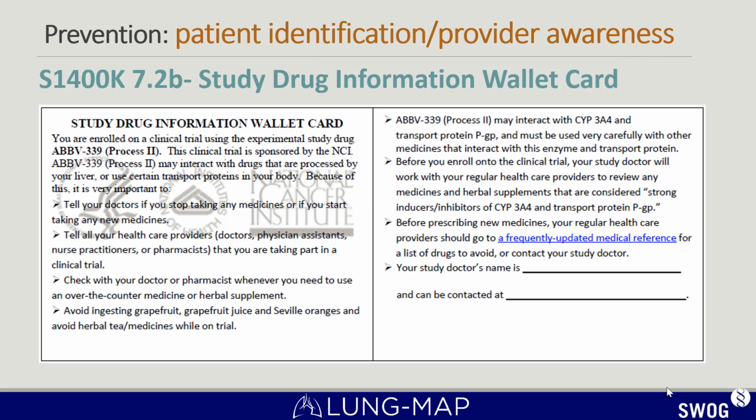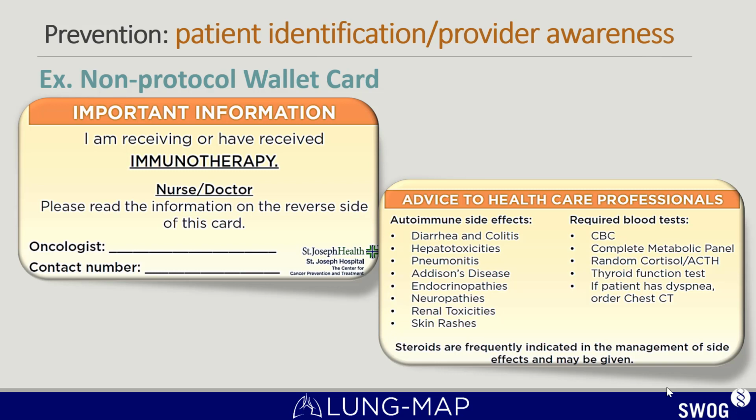S1400K has this wonderful patient identification wallet card, and your sites may have a standard wallet card, and I'll show you an example on the next page. This one's wonderful. It says exactly what agent they're on. And again, we give this to patients and families before they start treatment. We really educate them: keep this in your wallet, and please pull it out at any non-oncology visit. So if they end up in the emergency department or they're hospitalized, or if they're going to any specialist, dermatologist, or anyone that they're going to see, pull out your wallet card and let them know that you are on an immunotherapy and on a clinical trial.